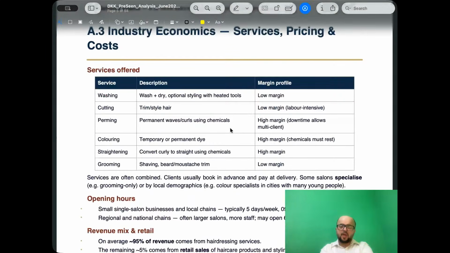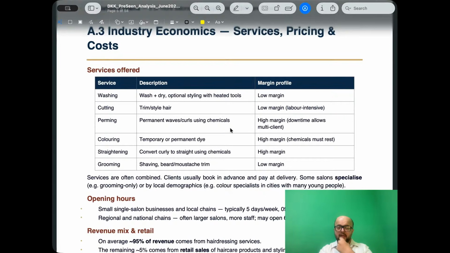Okay. Now, what kind of services are offered in this industry? Let's see. Washing. So washing is, I don't know why this needs an explanation, but it does. Washing plus drying, optional styling with heated tools. What do they call it यार? मैंने कुछ देखा था ऐसा रॉड जैसा कुछ होता है, and maybe something like that. It's supposed to curl your hair or something.